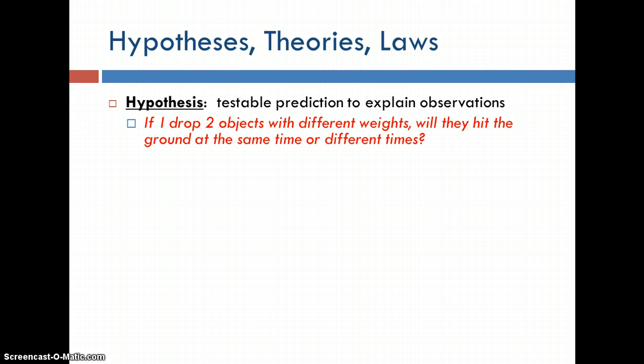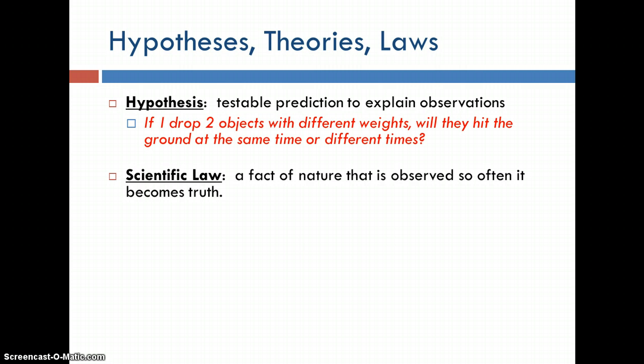And the last two words for this lesson tend to get really confusing for students, so make sure you can understand the difference between a law and a theory. A law is something that is a fact of nature that's observed so often that it becomes truth. A fact of nature that is observed so often it becomes truth.